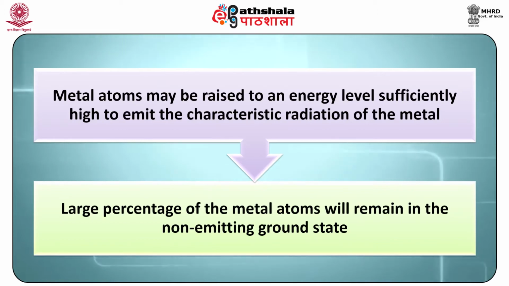Some of the metal atoms may be raised to an energy level sufficiently high to emit the characteristic radiation of the metal. But a large percentage of the metal atoms will remain in the non-emitting ground state. These ground state atoms of a particular element are receptive of the light radiation of their own specific resonance wavelength.